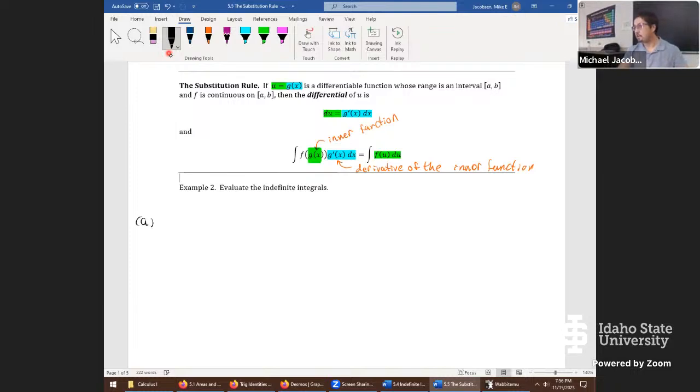For part A, let's integrate (1 + 3x - 7x²) multiplied by (3 - 14x) dx. So if this is our problem, there are a couple ways to do this really. You could just multiply out the whole thing, and that would absolutely work.